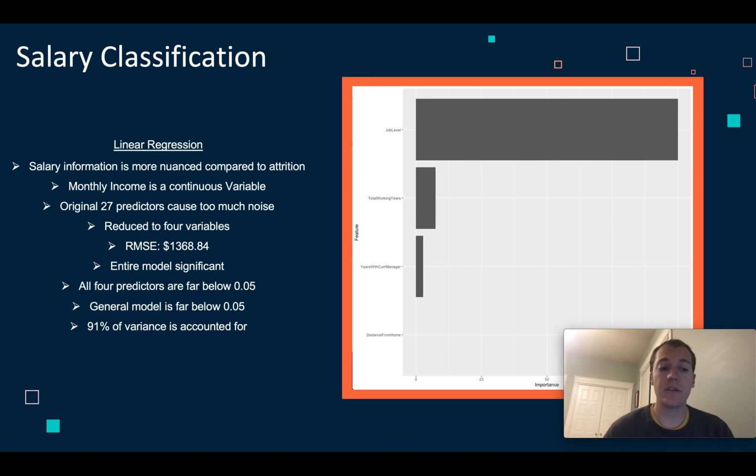All right, so the next thing is salary classification. We just used linear regression. It's more nuanced compared to attrition, and salary information is a continuous variable. Our RMSE is $1,368, and our entire model is significant. All four predictors are below 0.05. The general model is below 0.05. 91% of the variance is accounted for, and we only used 4 variables to create this.